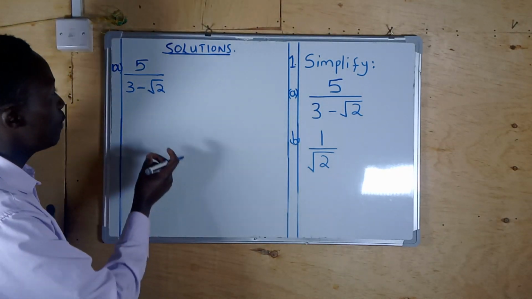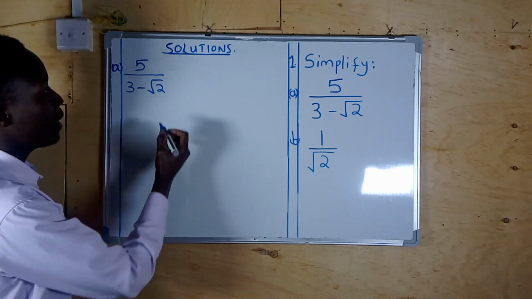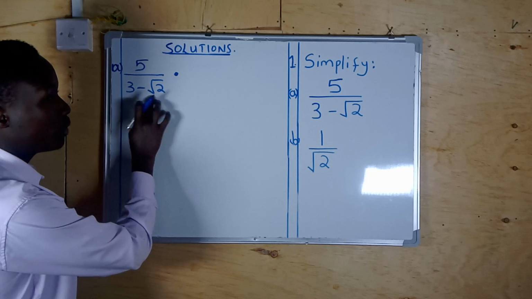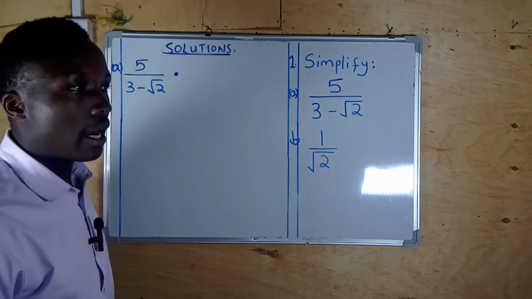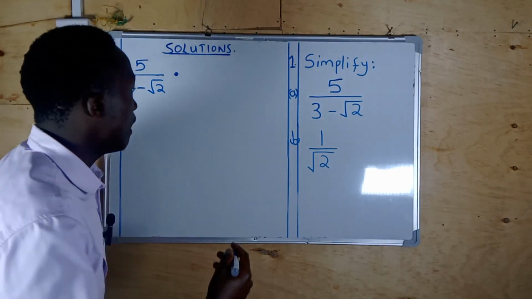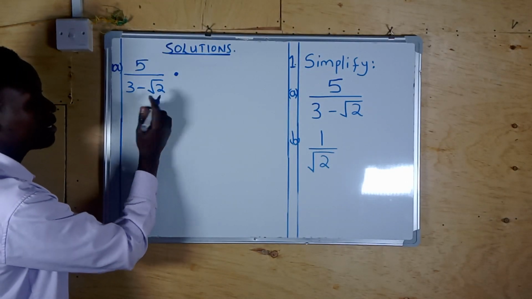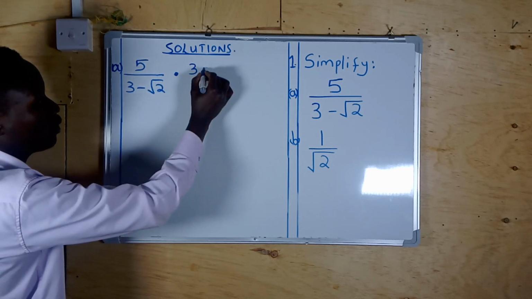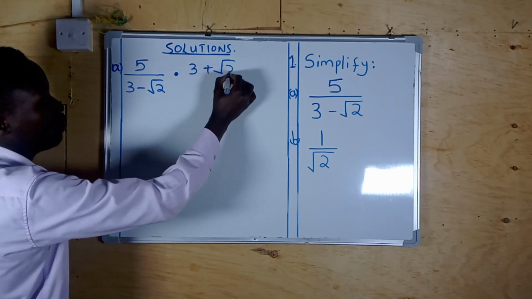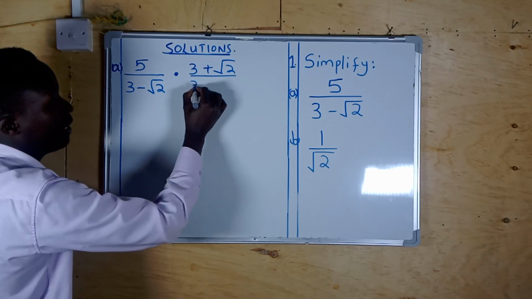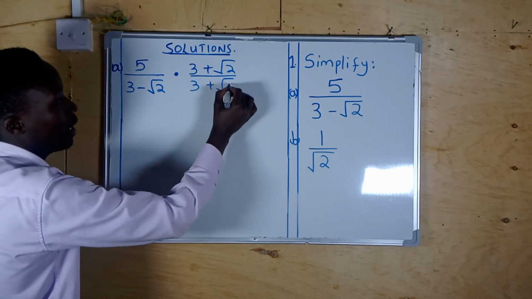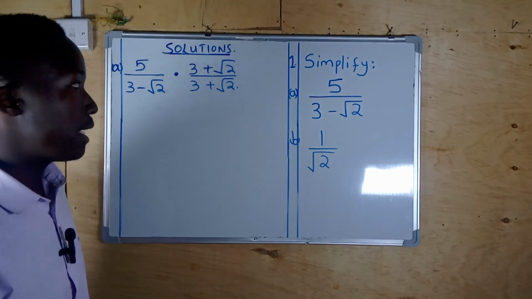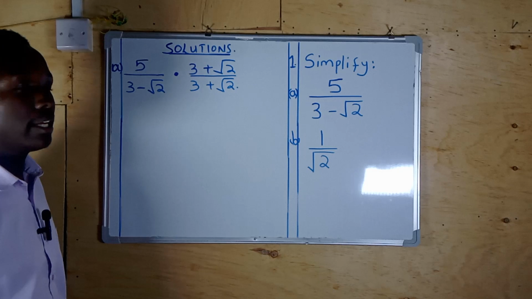And for us to simplify this surd, we are going to multiply this surd with the conjugate of the denominator. A conjugate simply means we need to multiply this with the opposite sign of the denominator. That will be 3 plus the square root of 2 over 3 plus the square root of 2. That is the first step of simplifying a surd.